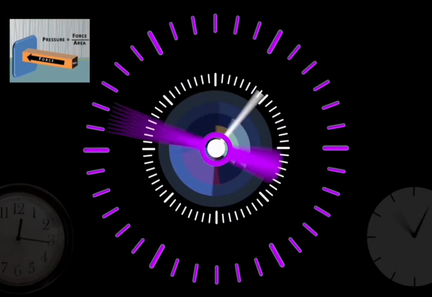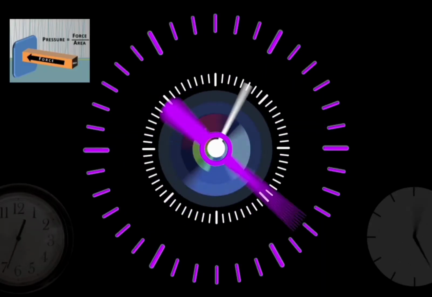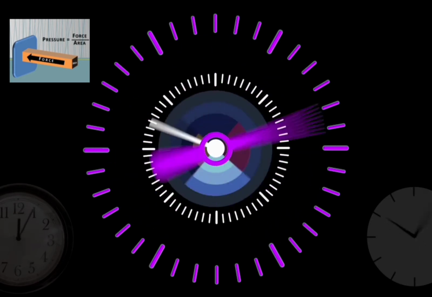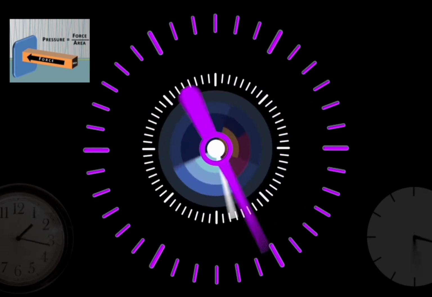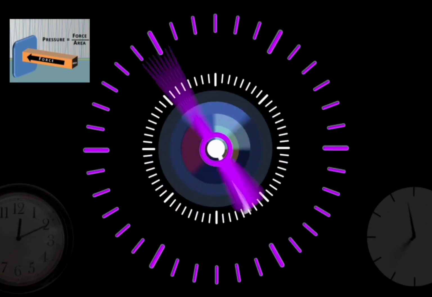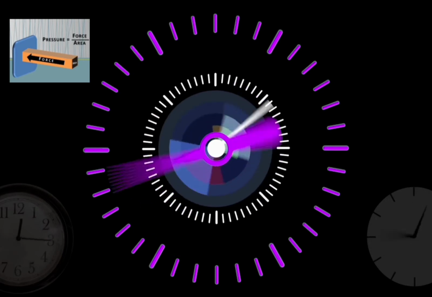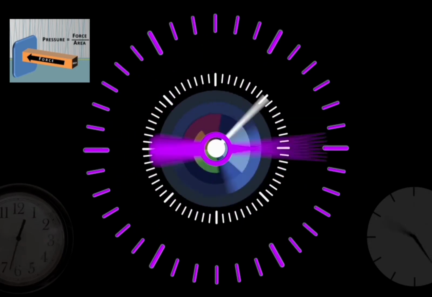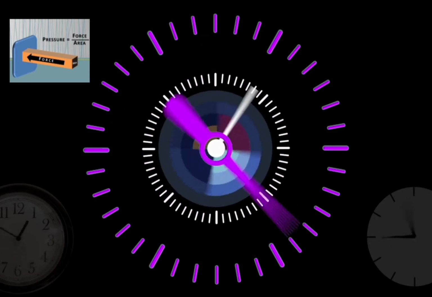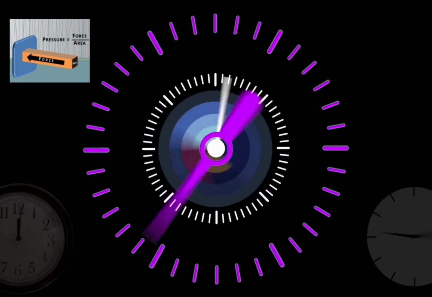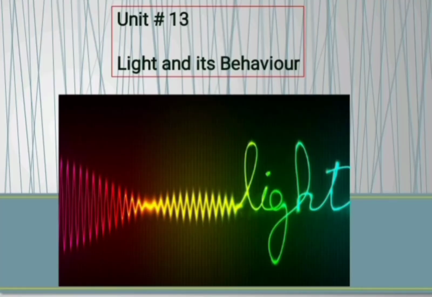Now what is pressure? The SI unit of pressure is Newton per square meter. We can define pressure as the force acting per unit area. So in this chapter, we learned about force and pressure and practical applications of force and pressure. Now the next chapter is Light and its Behavior.